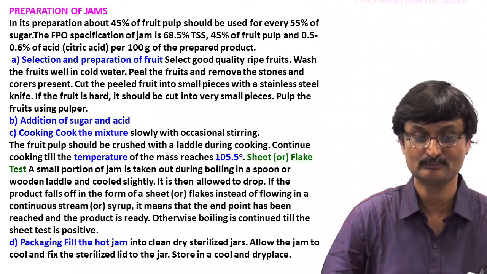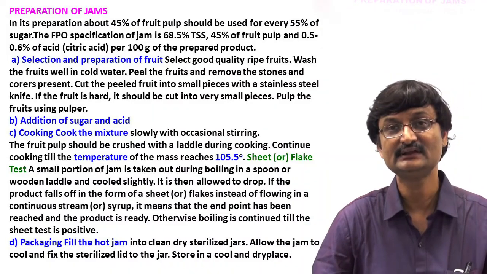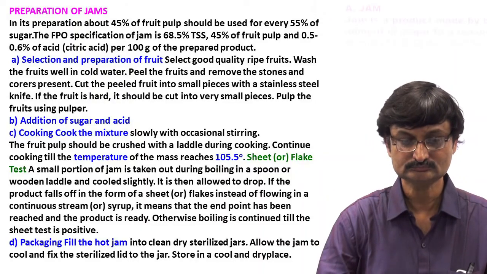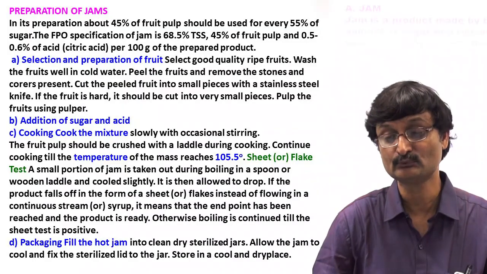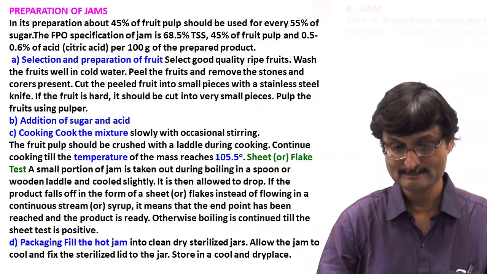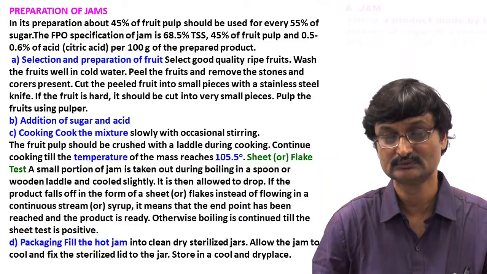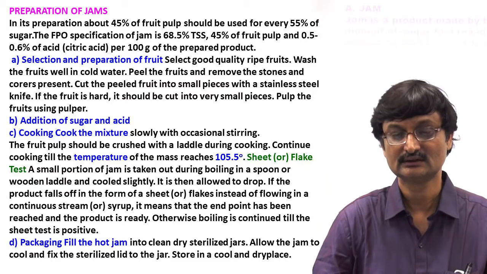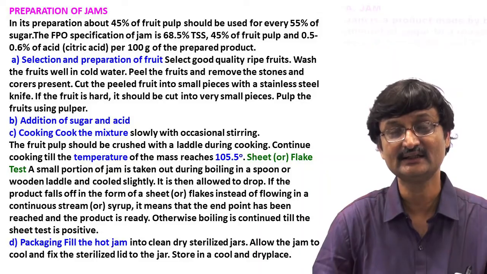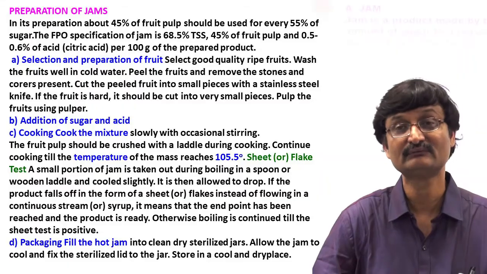Now, preparation of jam. Before preparation, I would like to say what is the difference between jam, jelly and marmalade. Jam is nothing but a product made by boiling fruit pulp with sufficient amount of sugar to a reasonably thick consistency. But in case of jelly, pectin from the fruit, which is found in the middle lamella, is first extracted and boiled with sugar and acid, and then jelly formation takes place.